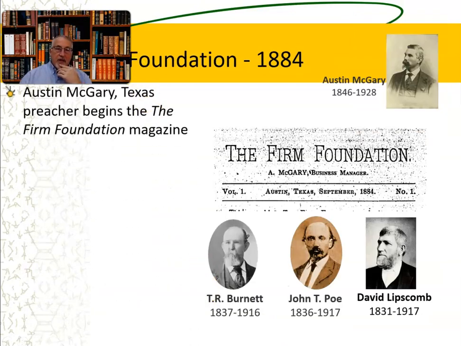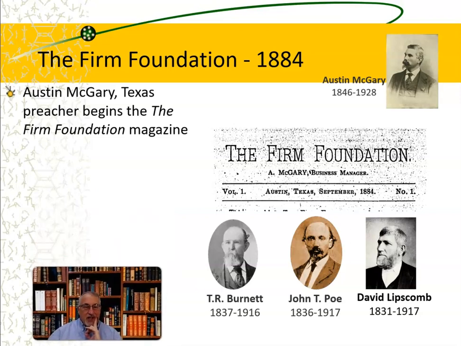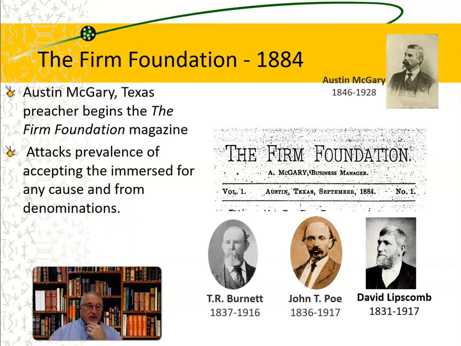Well, anyway, the Firm Foundation, this was another journal. You can see a cover of one here, the top of one, and then the pictures of those there. Austin McGarry, interesting character, who in his early life got into gunfights. He's down in Texas, and later becomes a sheriff and so forth. But when he becomes a preacher, he begins this journal, the Firm Foundation, and he attacks the prevalence of accepting the immersed for any cause and from denominations in the church.